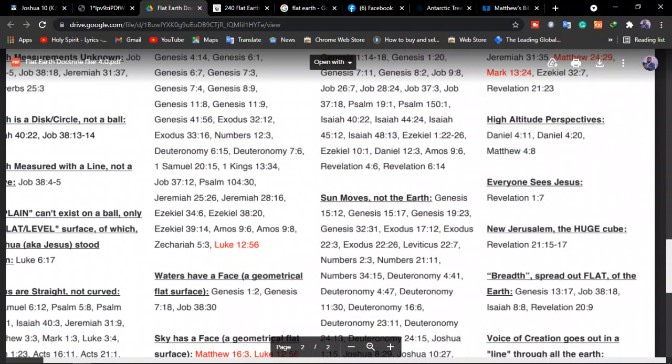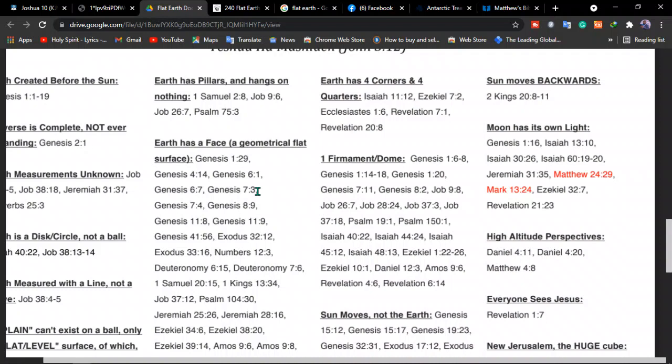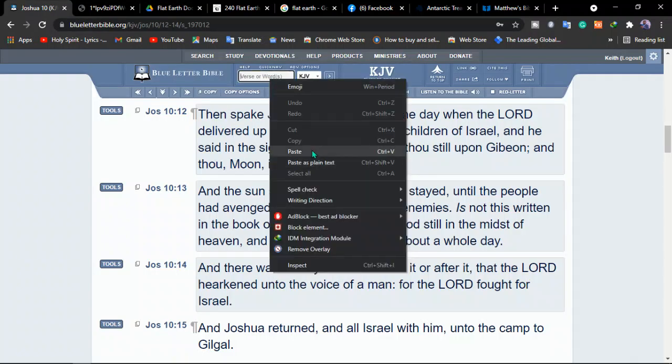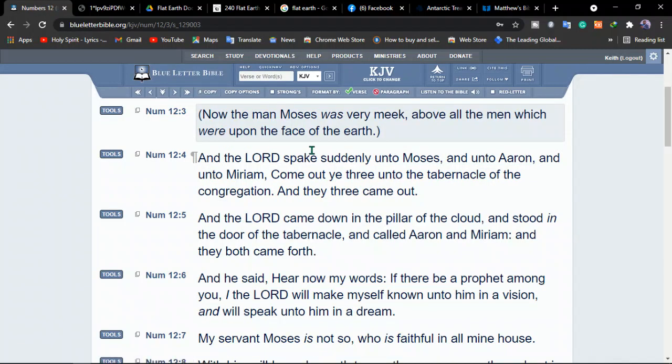Now, let me wind up reading for you concerning the earth having a face, a geometrical flat surface. We have read most verses in Genesis. Now, let me just sample a couple of verses here. Let's check Numbers. Numbers 12 verse 3: Now the man Moses was very meek above all the men which are upon the face of the earth. The earth has a face.